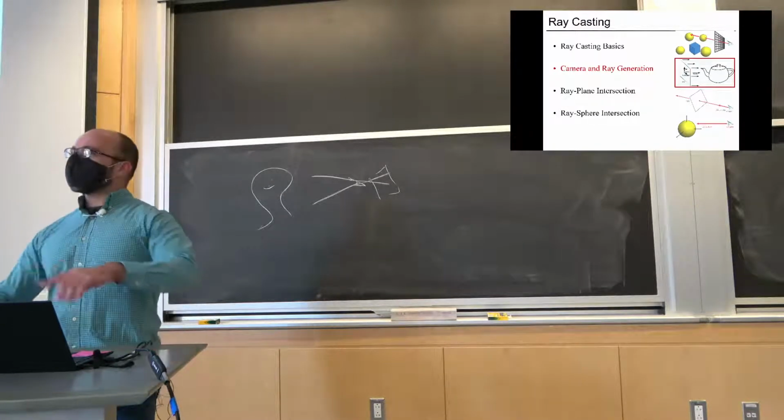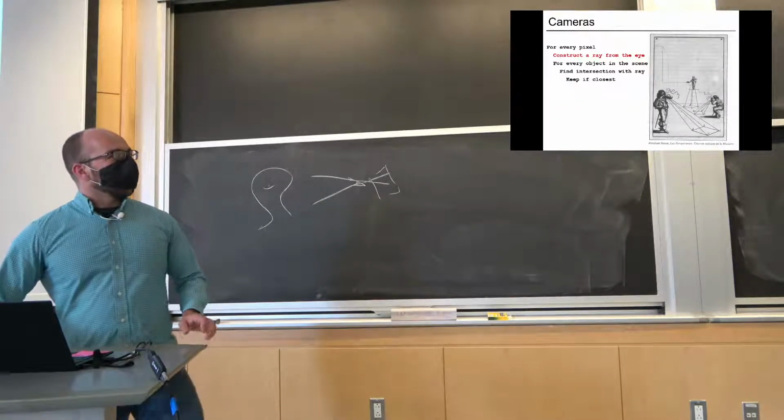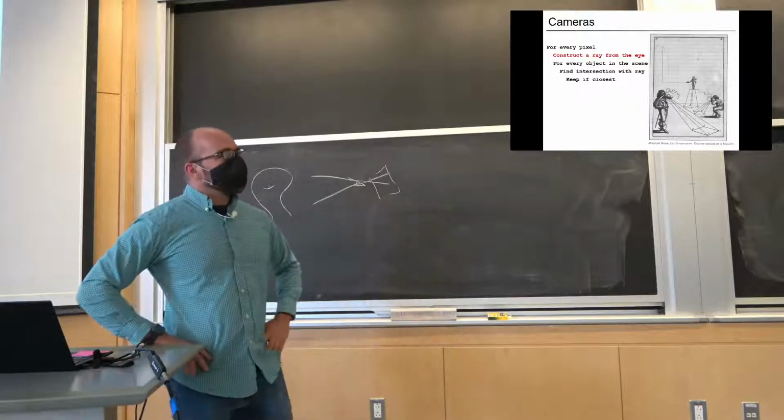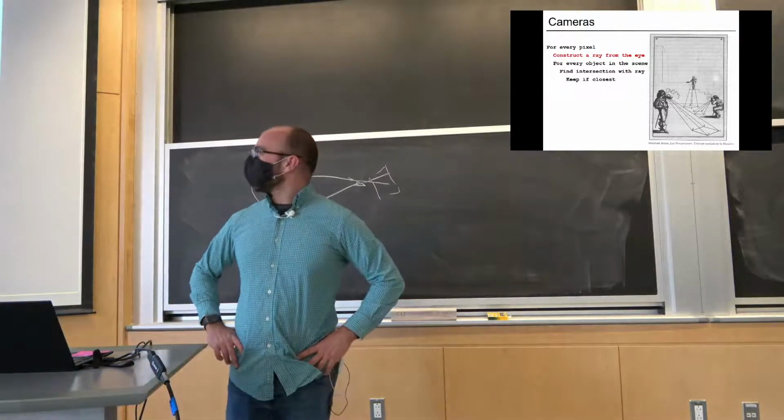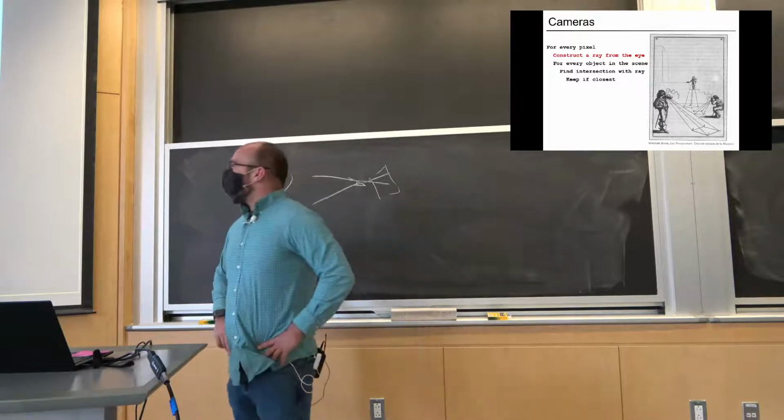And then, of course, a triangle is a piece of a plane, so we're about halfway there toward the real rendering thing that we need. Essentially, we're dealing with this highlighted red part of our scene here, which is to construct a ray from your eye.